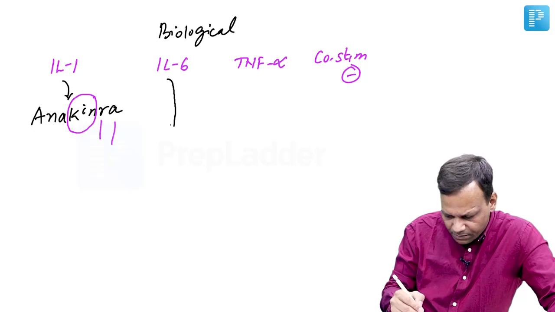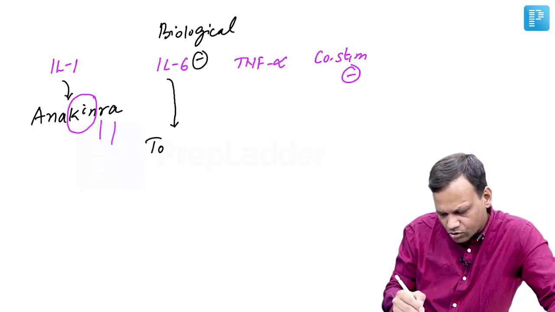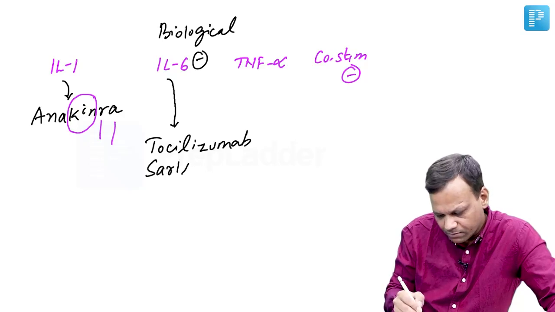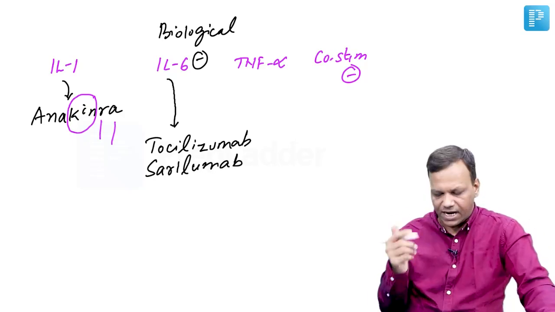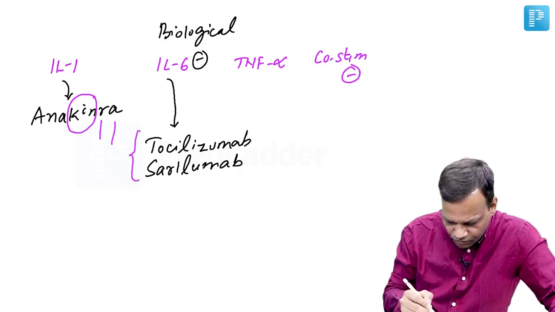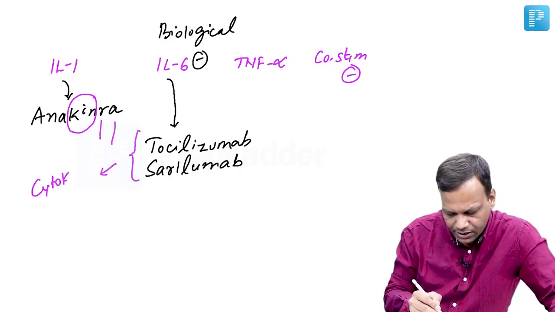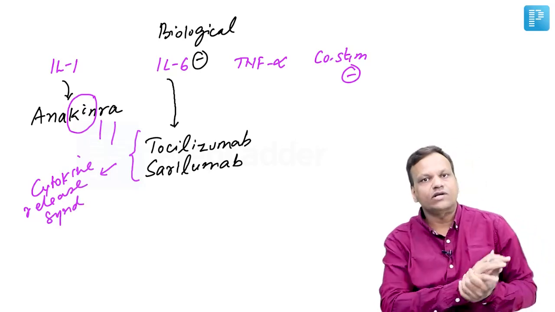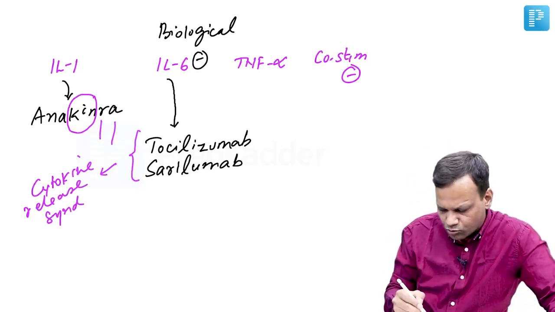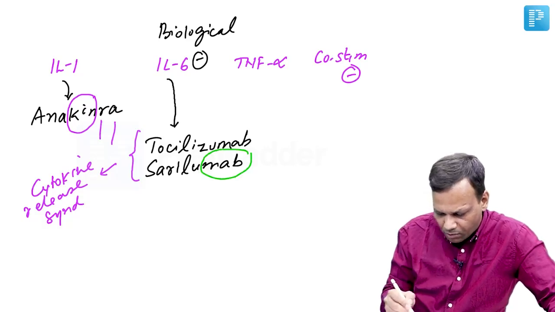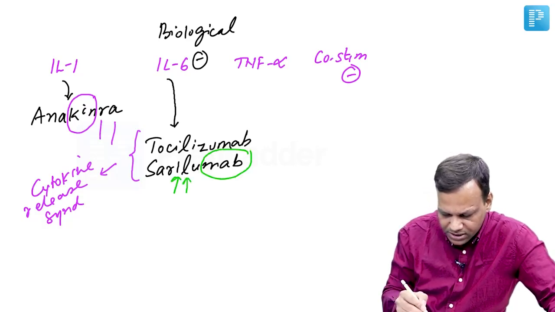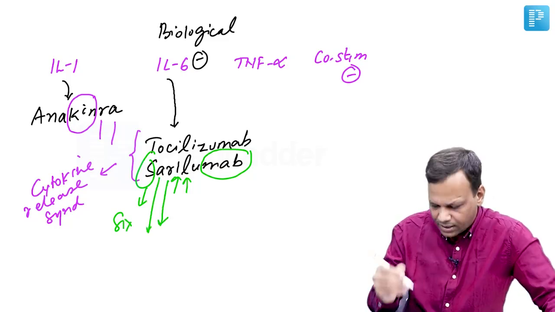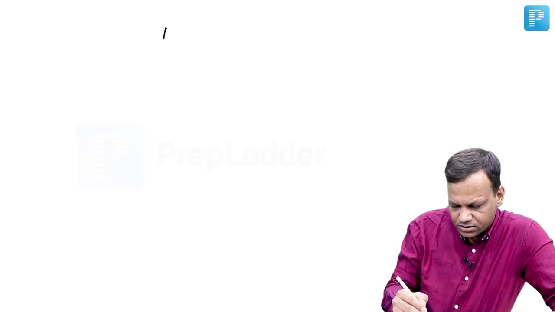Then we have drugs which inhibit interleukin 6. These include tocilizumab and sarilumab. Now, apart from rheumatoid arthritis, these drugs are also used for cytokine release syndrome, as in the case of COVID-19. Sarilumab, from the name you can remember, is a monoclonal antibody against interleukin 6, S for 6, used in rheumatoid arthritis.